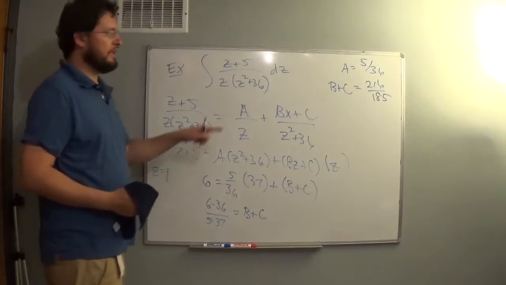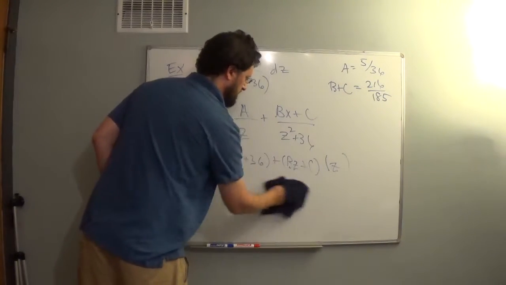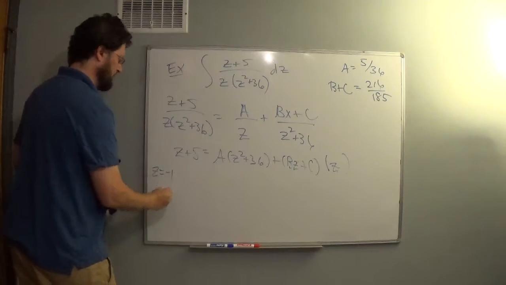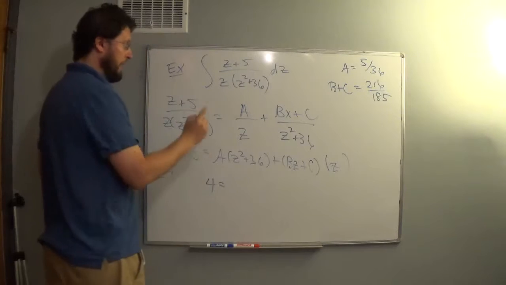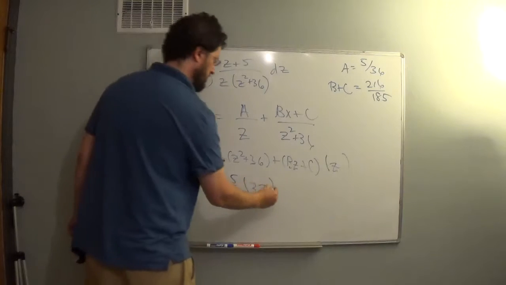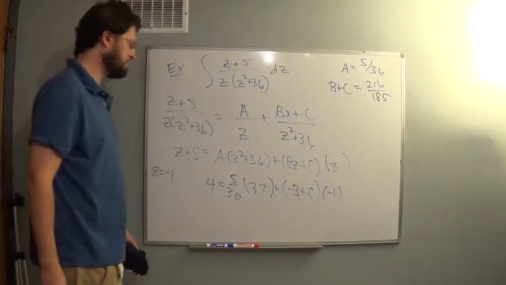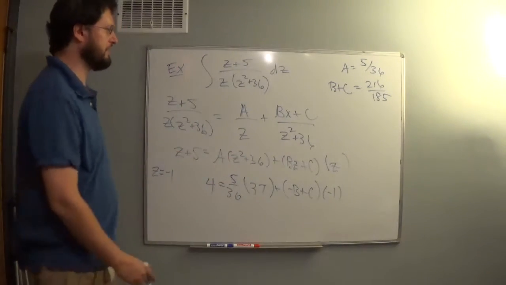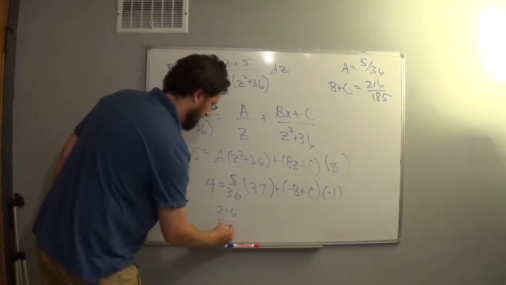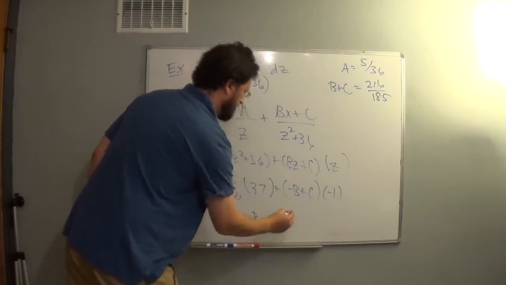Now we also need to find another equation, and so we'll let z equal something else. How about z equal negative 1? If z is equal to negative 1, then I get 4 is A, which was 5 over 36, times 37 still, plus negative B plus C times negative 1. So this stuff is still exactly the same as it was before. So that's still going to be 216 over 185. And that will be B minus C.